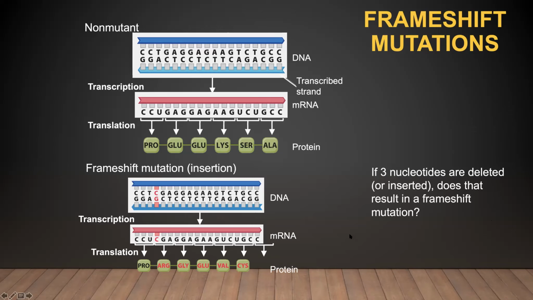So here's a question. If we deleted 3 nucleotides or inserted 3 nucleotides, would that result in a frame shift mutation? Meaning, would we see such a drastic change in the amino acids that get created through this process? What do you think?